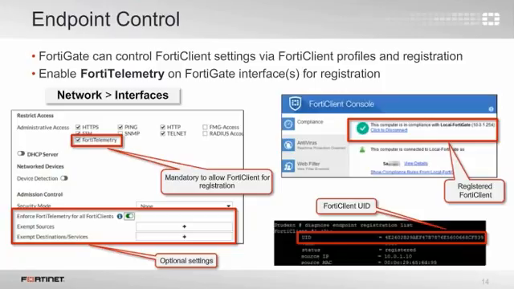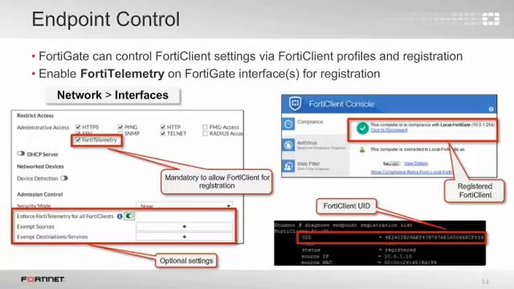FortiGate can control FortiClient settings through the FortiClient profile and registration. In order for FortiClient to register with FortiGate, FortiTelemetry must be enabled on the applicable interface. There are other configuration settings worth mentioning, such as enforce FortiTelemetry for all FortiClients. If enabled, non-compliant devices are blocked and redirected to a web portal that explains the non-compliance and provides a link to download FortiClient. You can exempt devices from FortiClient enforcement using source and/or destination or services.